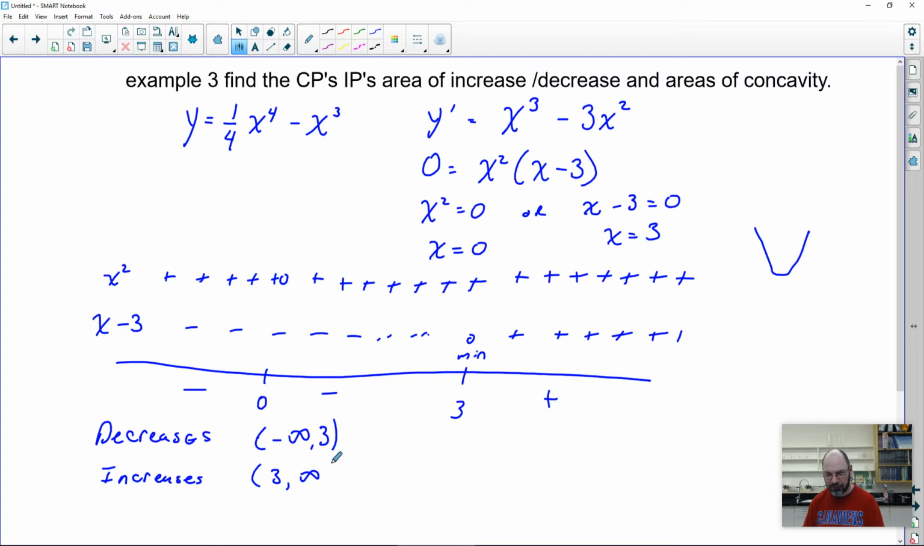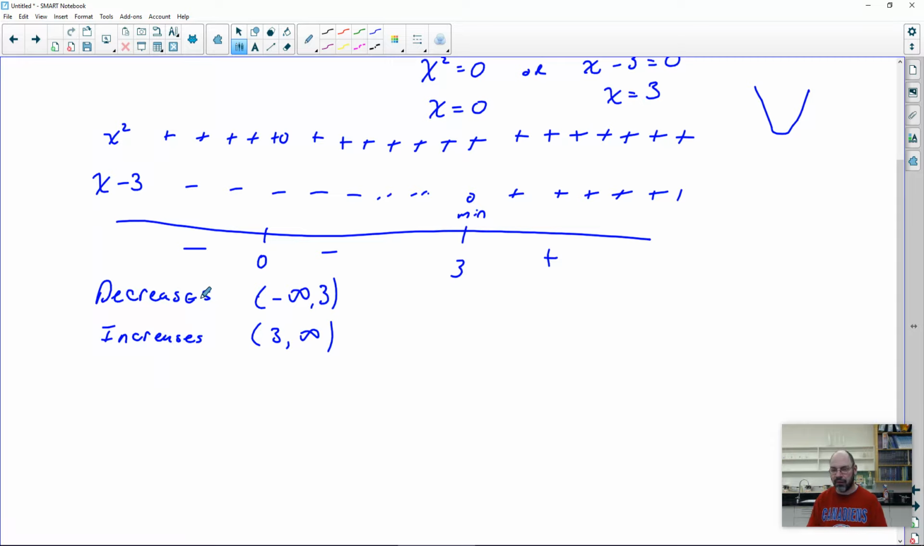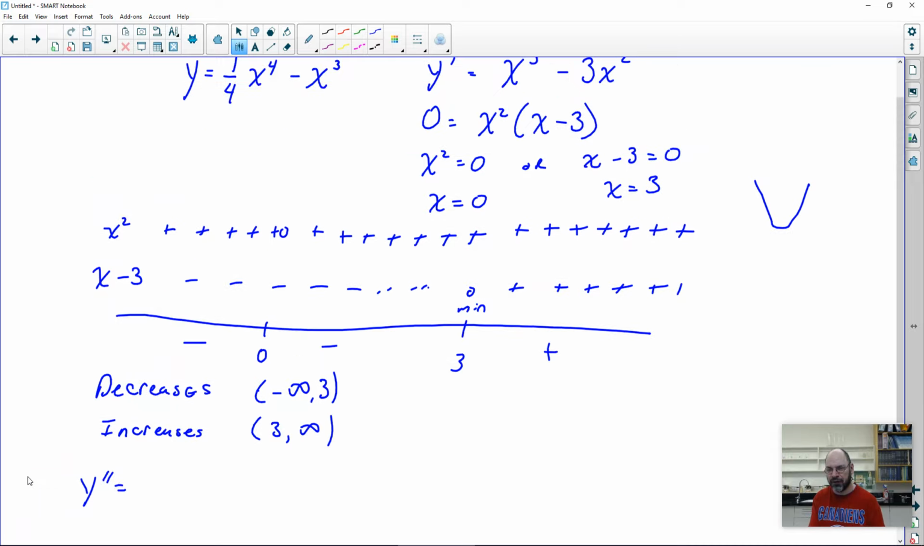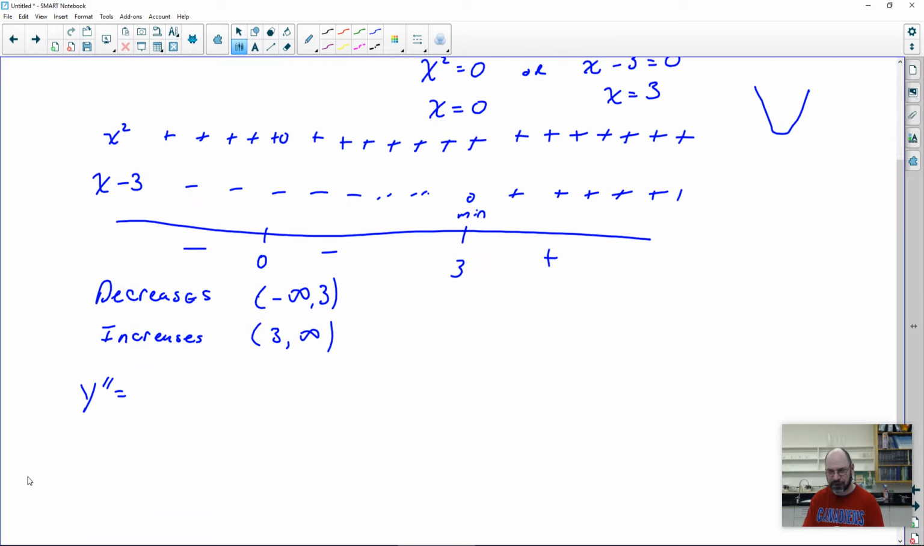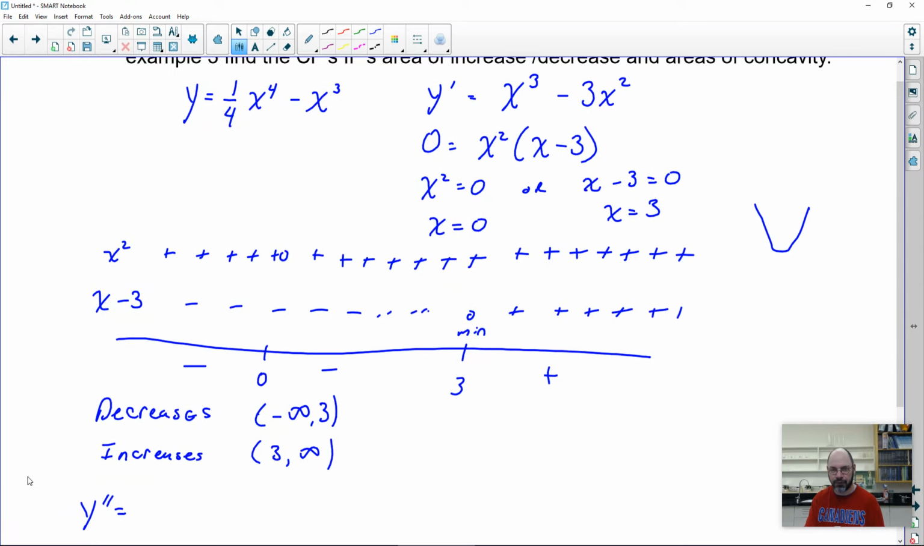Okay, so now we're going to do the second derivative test to get an inflection point. So critical points can be max or mins or inflection points. So second derivative, y prime prime equals, okay, so we had our first derivative being right here, x cubed minus 3x squared. Let's keep it in view first so I don't mess it up. That was the first derivative.